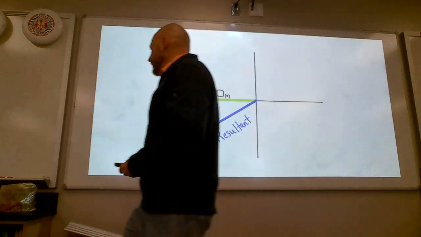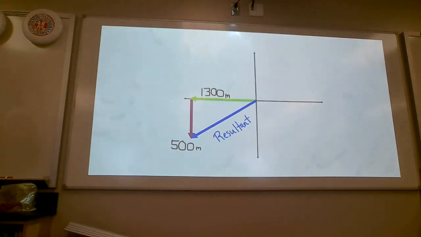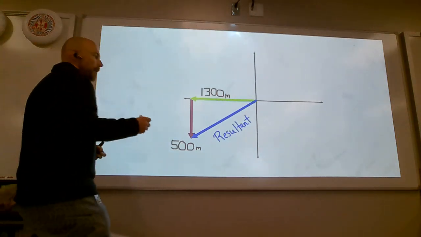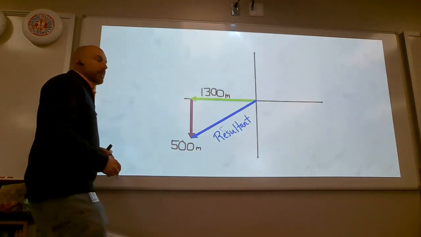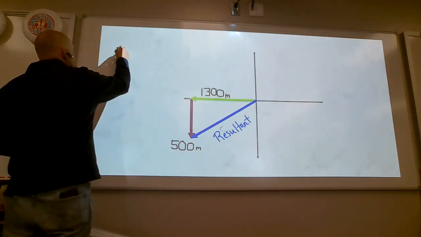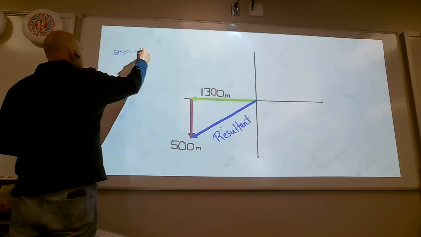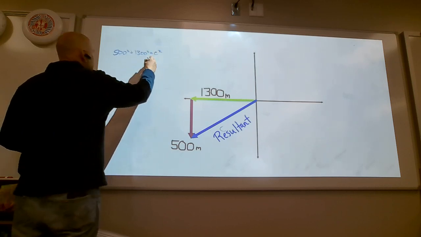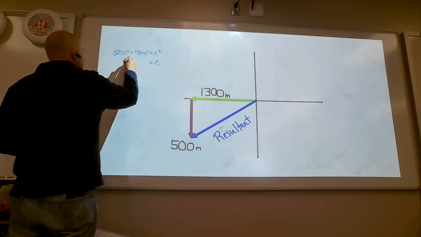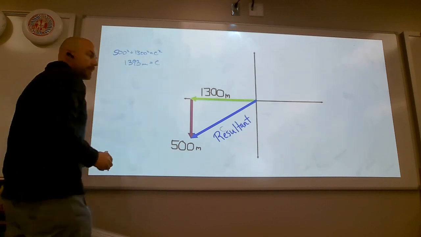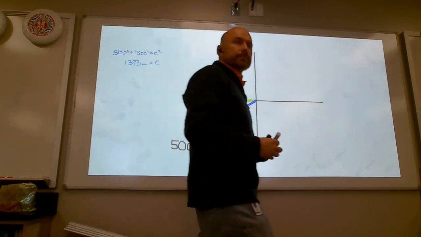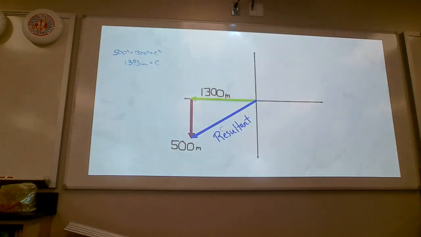Okay, so to find the resultant, this is my hypotenuse. So I'm going 500 squared plus 1,300 squared equals c squared. And I find c to be equal to 1,393 meters. Good there?